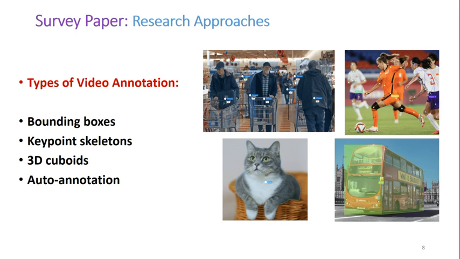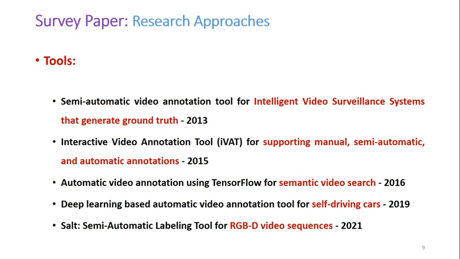Cuboids can be used to annotate objects in three-dimensional space. This type of annotation allows us to specify the size, orientation, and position of an object in the frame. And finally, auto-annotation is the most convenient method and it is becoming more and more popular. We also introduced some research papers that provide automatic and semi-automatic video annotation tools.